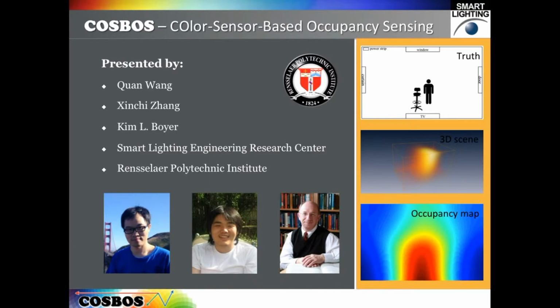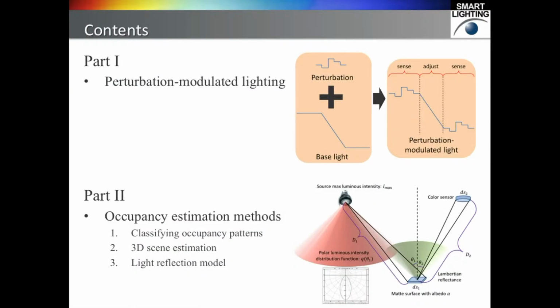Today, I'm going to introduce a new technique, COSBOS, or Color Sensor Based Occupancy Sensing. We are going to cover two parts: the Perturbation Modulated lighting and the occupancy estimation, including three methods.